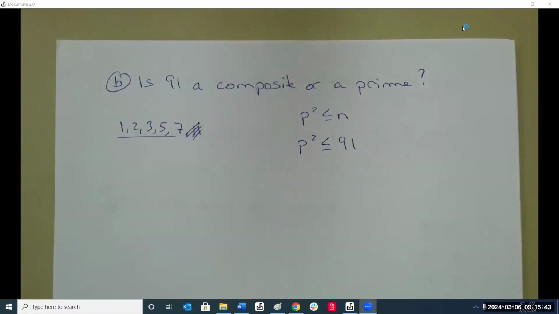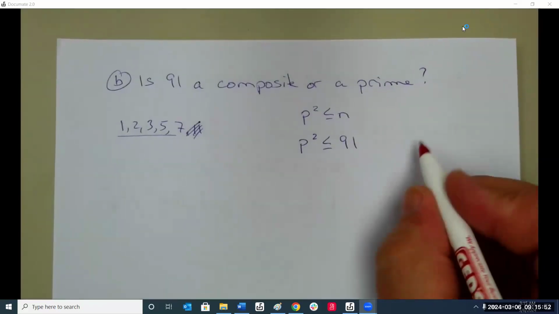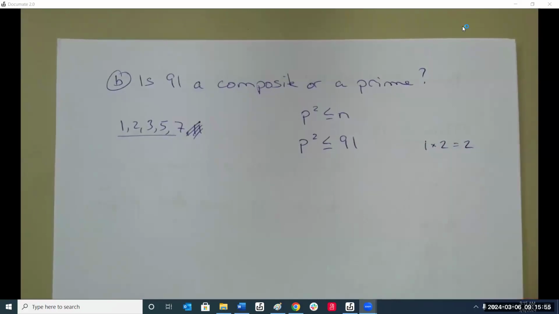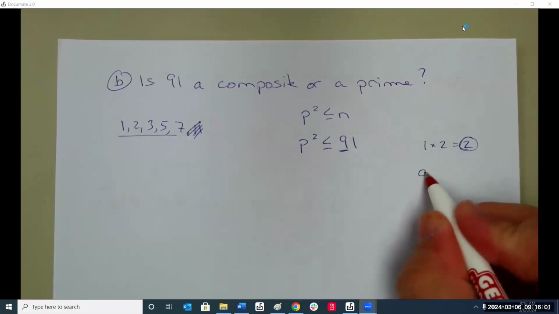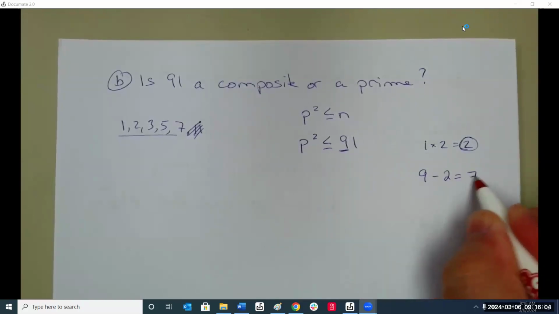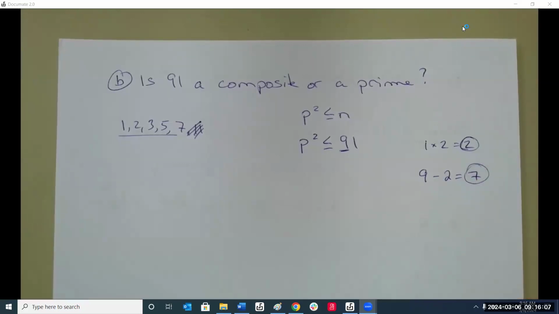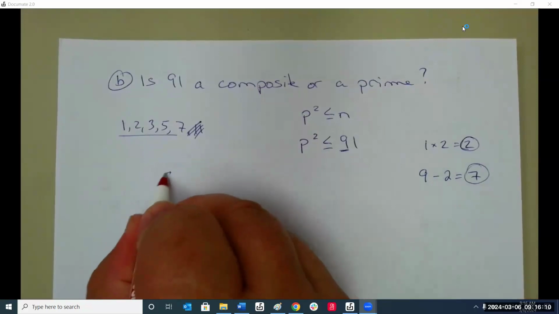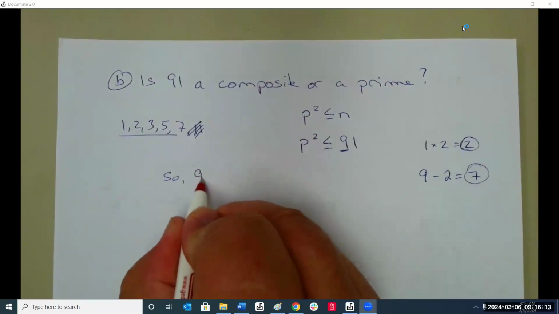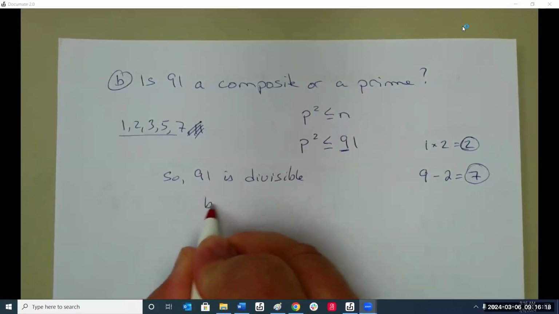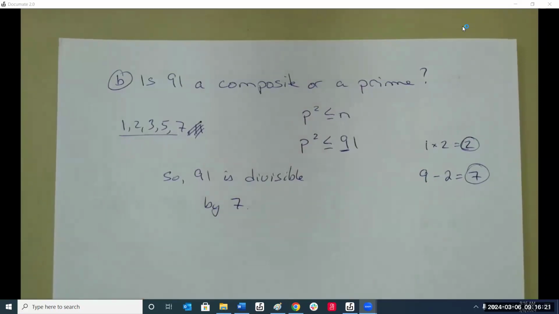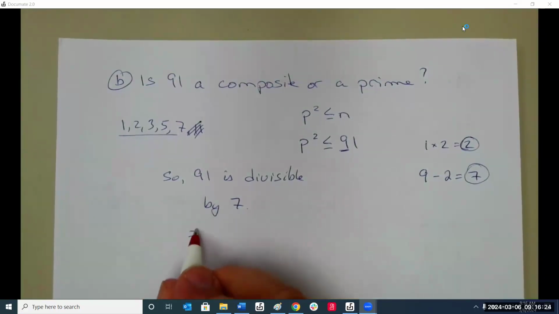A number is divisible by 7 if the last digit is multiplied by 2 and subtracted from the remaining numbers. So 1 times 2 is 2. Take this number, subtract it from the remaining numbers. So 9 minus 2 is 7. Is this number divisible by 7? Yes. So 91 is divisible by 7. Does that mean it's a prime or a composite? It's a composite.